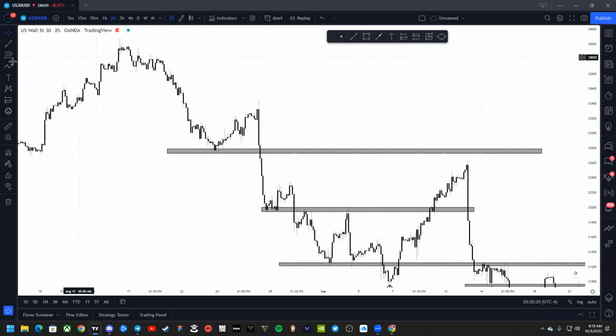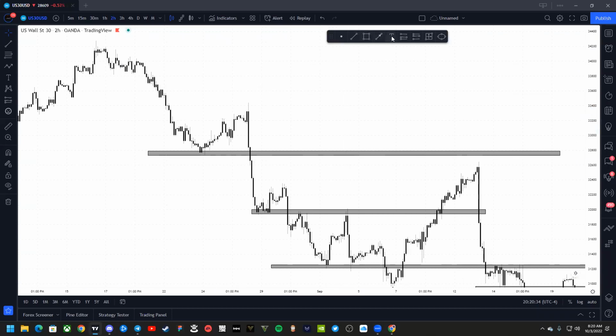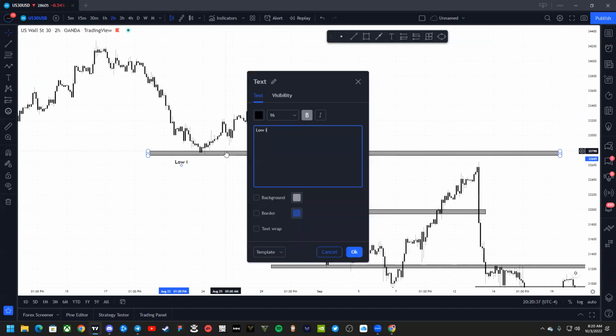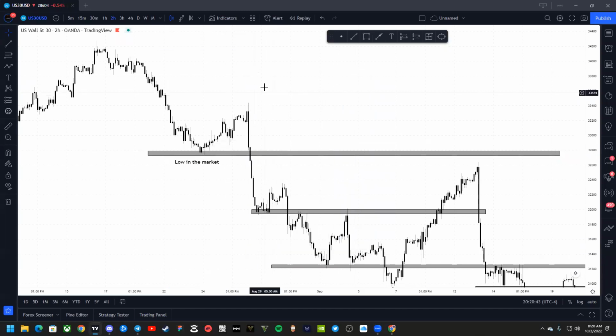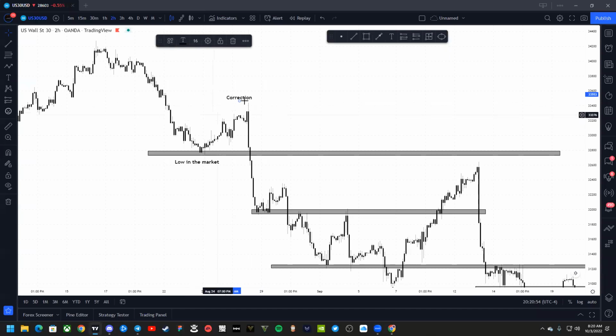I've never seen price make a low in the market, then come up and break the high. So price indicated making this low in the market. Let's put this back: low in the market. This right here we're going to say is our correction. Price cannot just keep going straight down. We need price to make a low, pull back, and then continue.